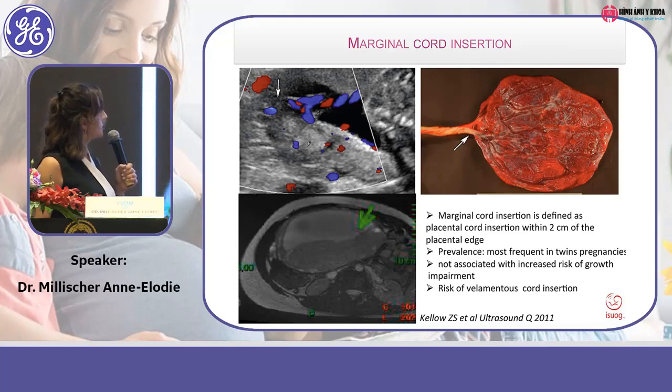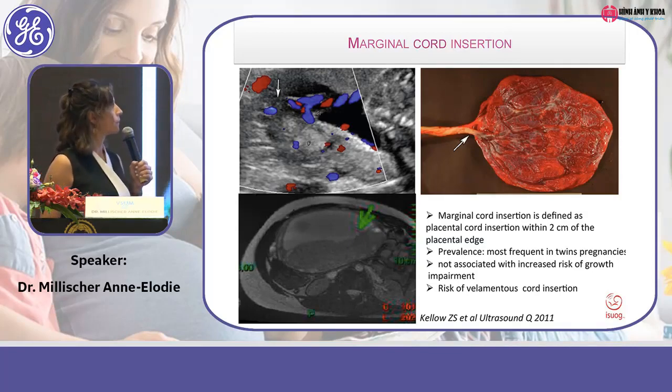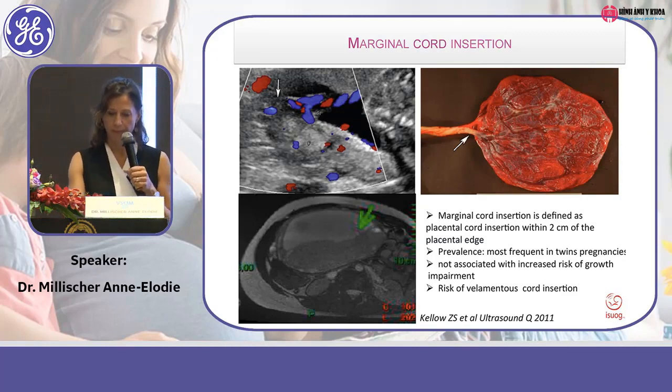And once again, with this marginal insertion, the risk is the filamentous cord insertion. Và cái loại hình bám của dây rốn này nó sẽ tăng cái nguy cơ mà dây rốn bám màng. That can lead to an increased risk of growth impairment. Do đó nó cũng sẽ tăng nguy cơ thai chậm tăng trưởng, bất thường trong tăng trưởng của thai.